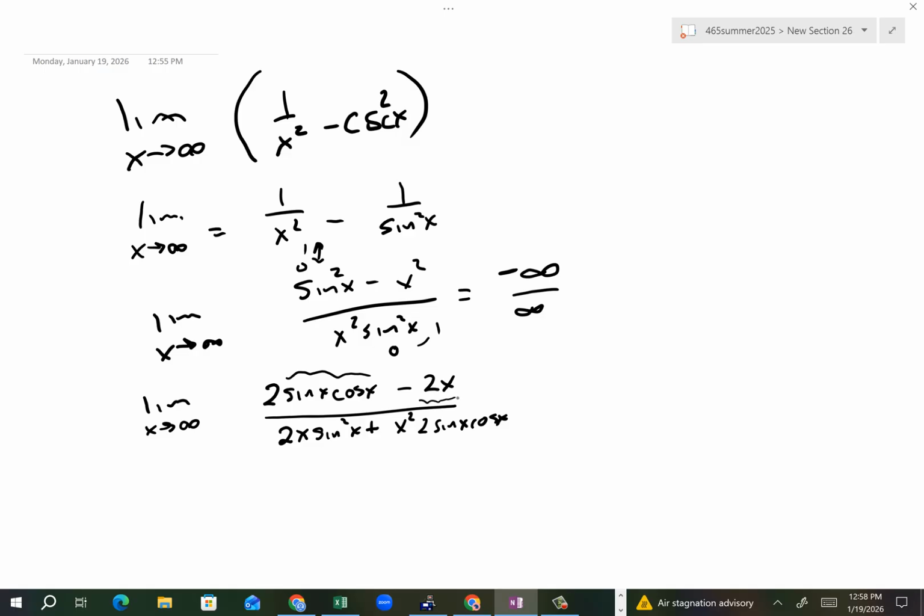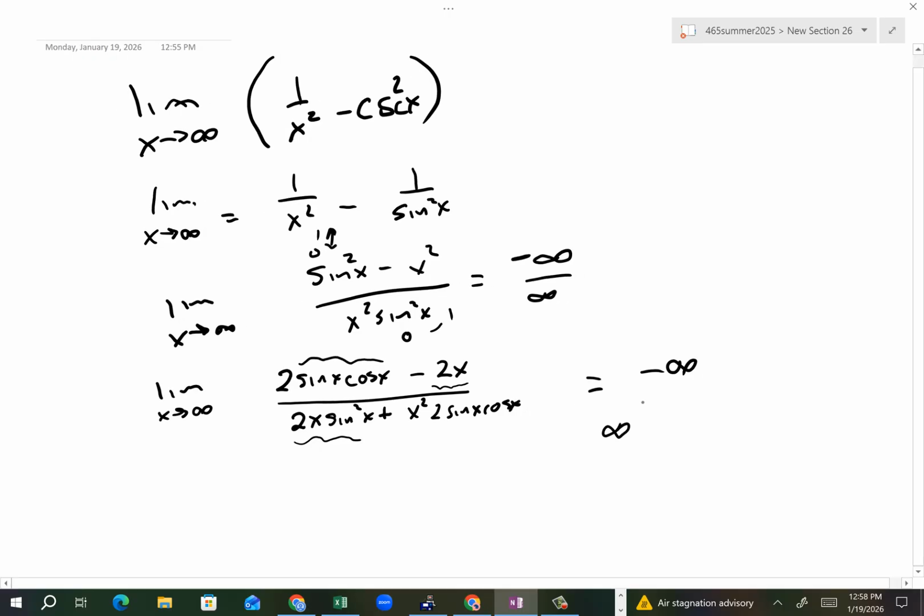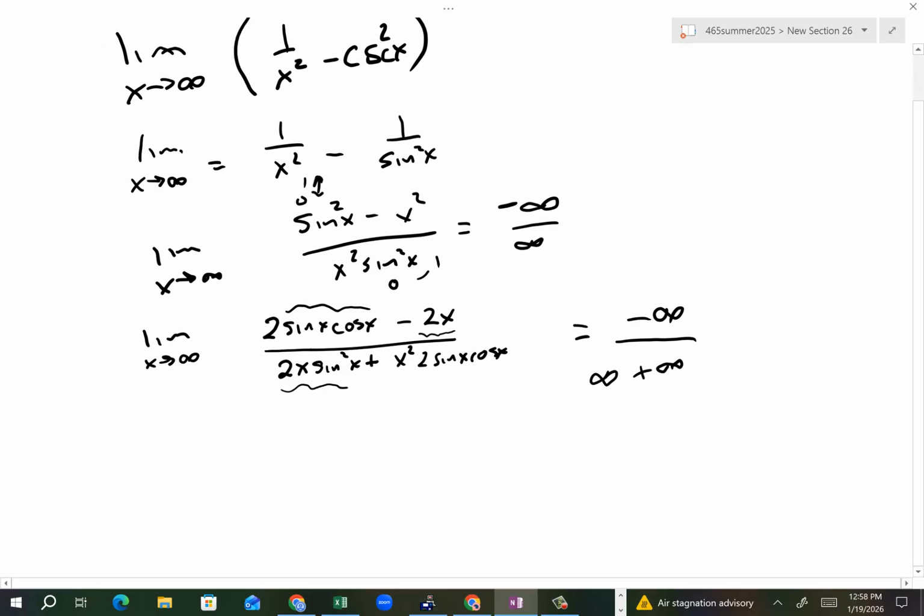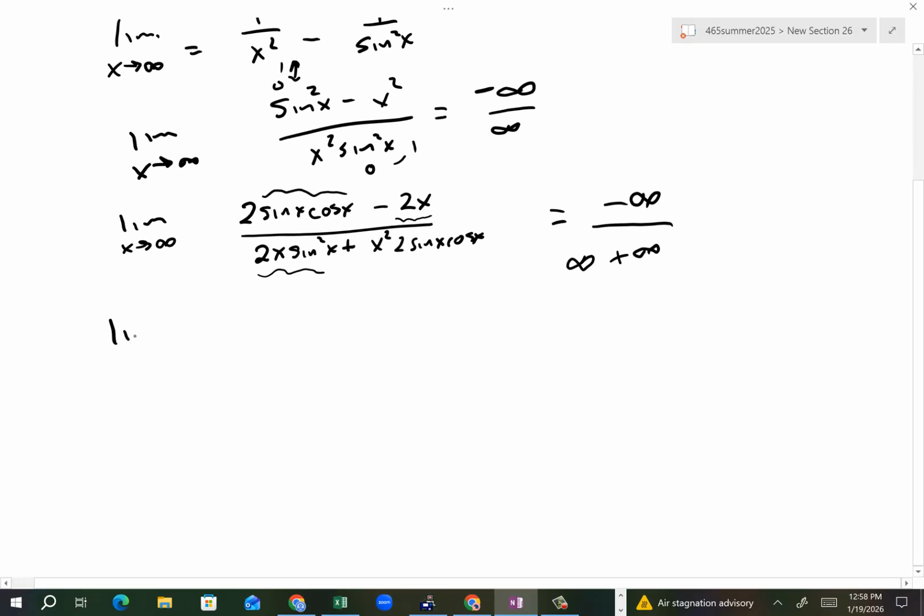This guy right here is doing what? Well, this guy here is going to be going to negative infinity. On the bottom, this is going to be going to infinity. And then this, of course, is infinity. And so you get infinity. Now, the bottom is a bigger infinity. Technically, yeah, it's going to be going to 0, but that's not why it's going to 0. One more derivative and see what happens.